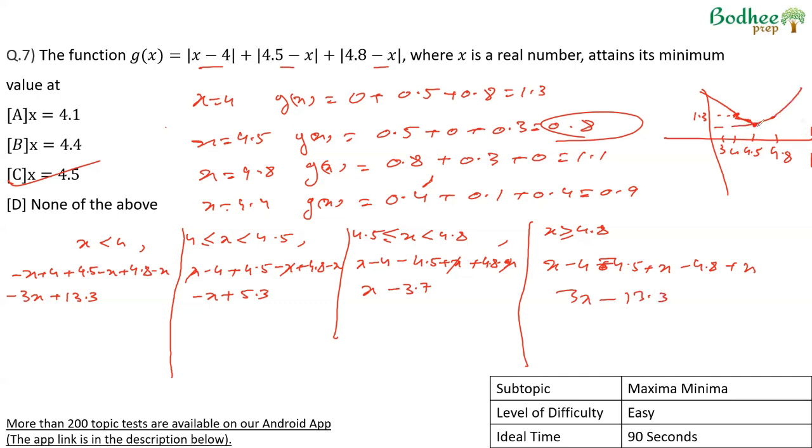Clearly, the minimum point happens at the central value, which is 4.5, which could have been checked by simply putting in the critical points. So if I have to get the answer, it is an easy question. Solving might take some time.